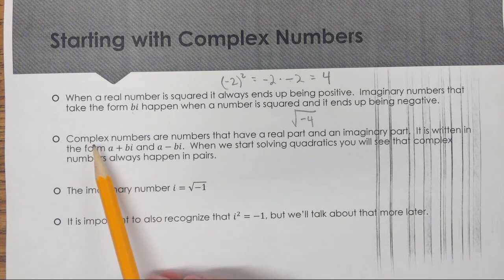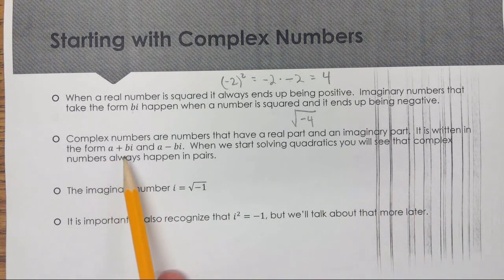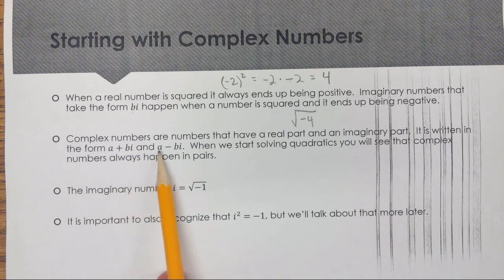Also, a step further, complex numbers are numbers that have a real part and an imaginary part. They are written in the form a plus bi, or you might see them as a minus bi. In the next unit, when we start dealing with quadratics, you'll see the complex numbers always happen in pairs. They're never just a number by itself, unless you're just working with expressions. But when we actually start solving things, they always happen in pairs.